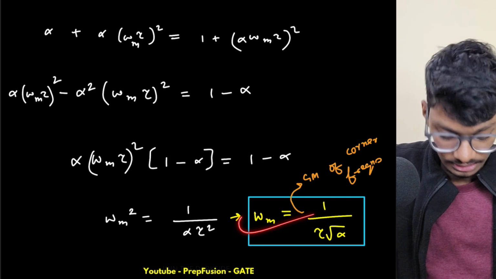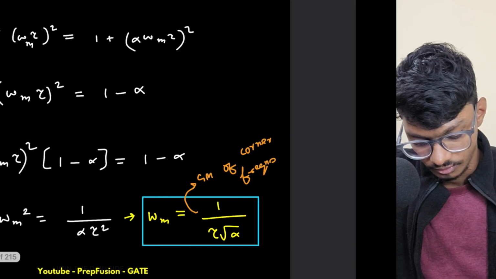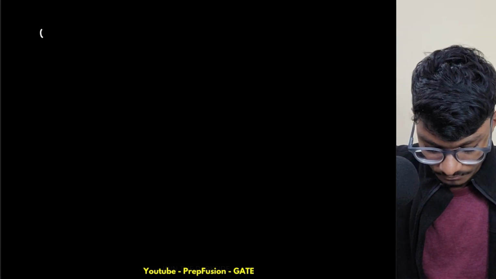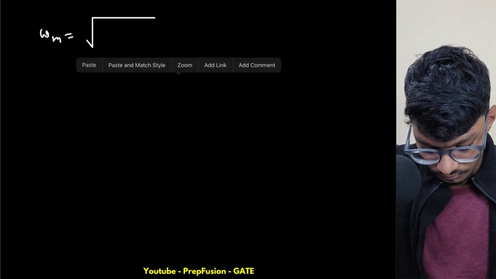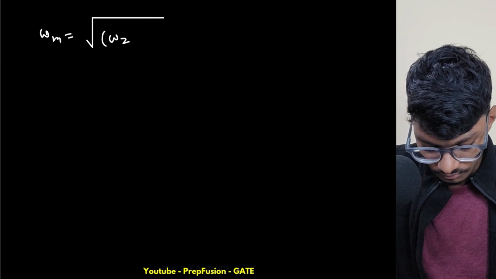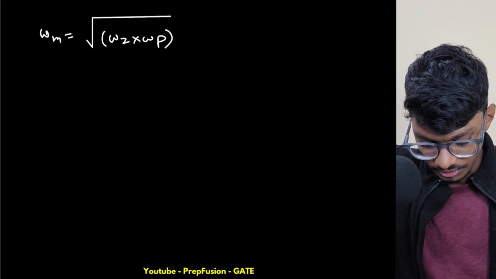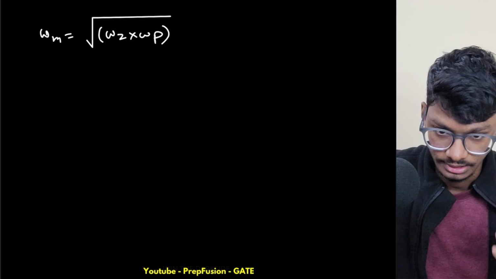So yeah, this is how you can remember this, that it is the GM, the product of those two under root. So I can write this as omega m equals under root of omega z into omega p. Okay, so it is the product of these two. So yeah, you can think like that also.